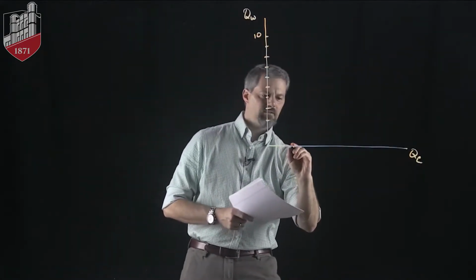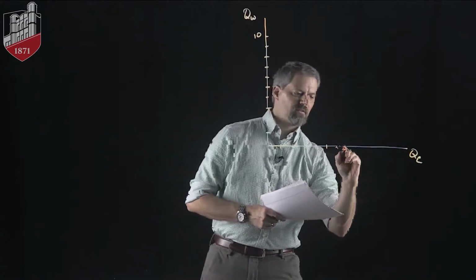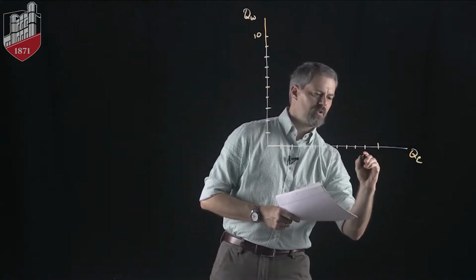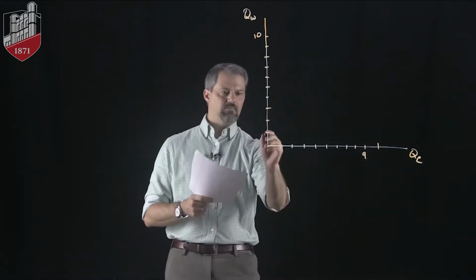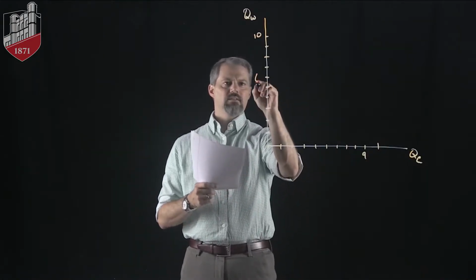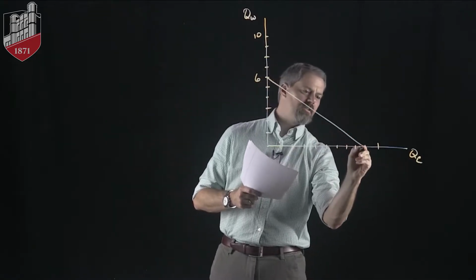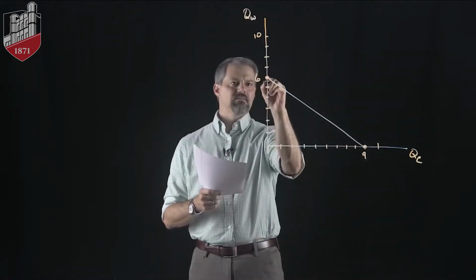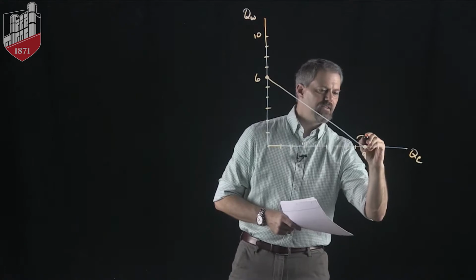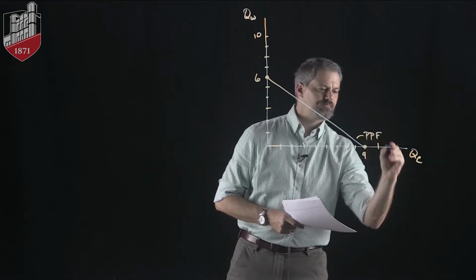Same thing here. 1, 2, 3, 4, 5, 6, 7, 8, 9, 10. So I'm going to use that 9 and 1, 2, 3, 4, 5, 6. Let's suppose we had a production possibilities frontier that looked like that. Okay, so this is a production possibilities frontier.